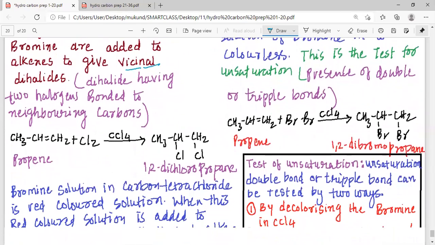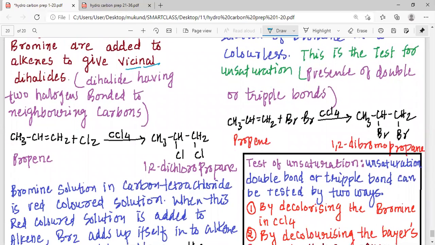We get this kind of product when we add halogen to any alkene in the presence of carbon tetrachloride. Here you can see that we have propene. When propene is added to chlorine in the presence of carbon tetrachloride, we get 1,2-dichloropropane, which is a vicinal dihalide. Please remember, a vicinal dihalide is a dihalide in which two halogen atoms are bonded to neighboring carbons.